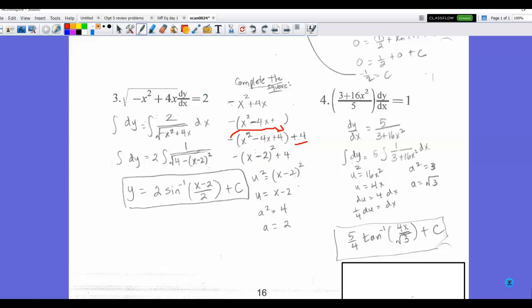So this should be 1 over a, which is the square root of 3. So 5 over the square root of 3, inverse tangent, and then it's u over a plus c. All right, good catch, Jernigan.